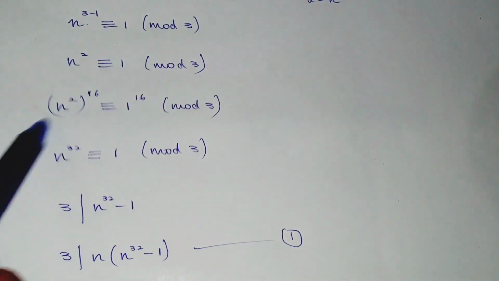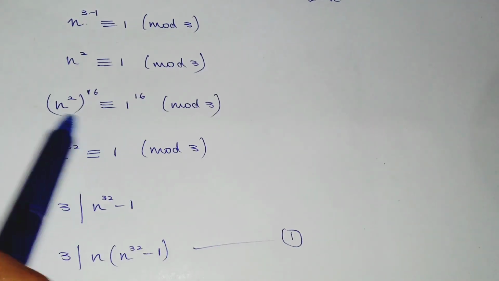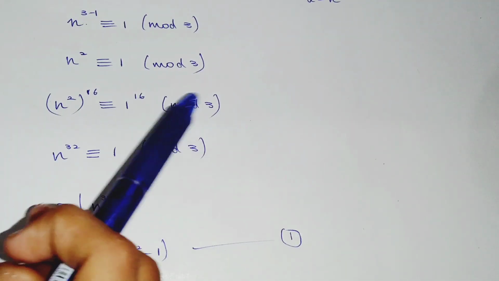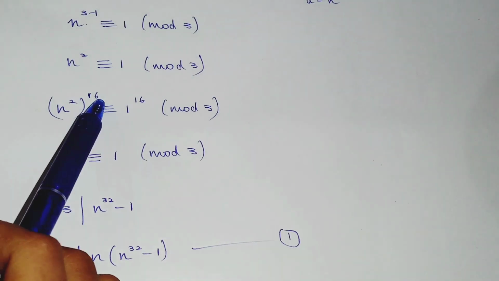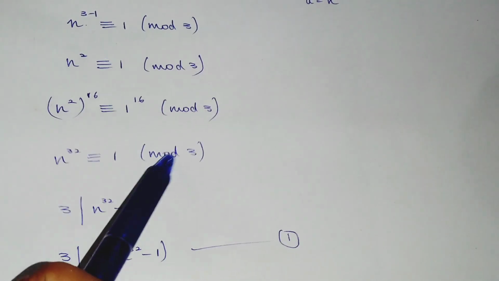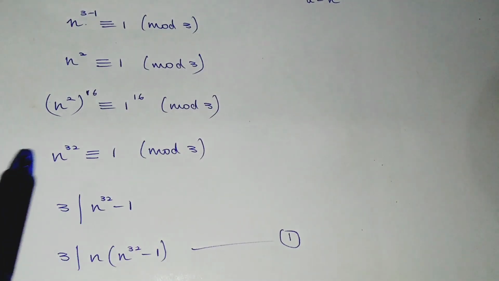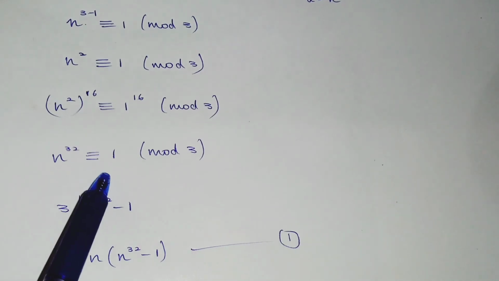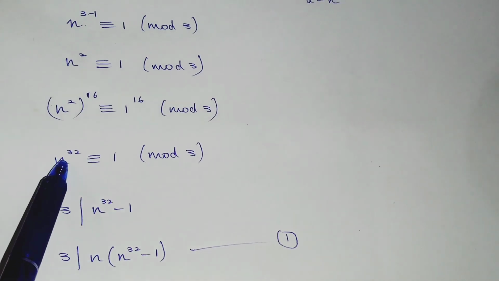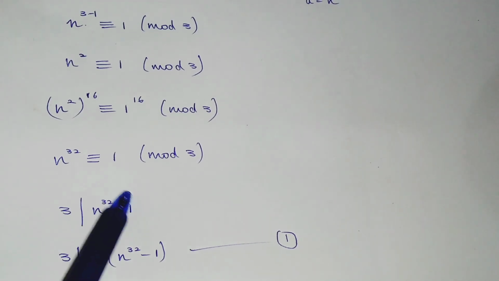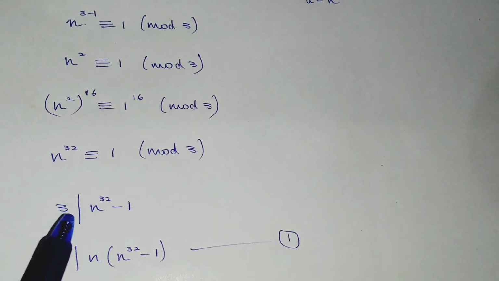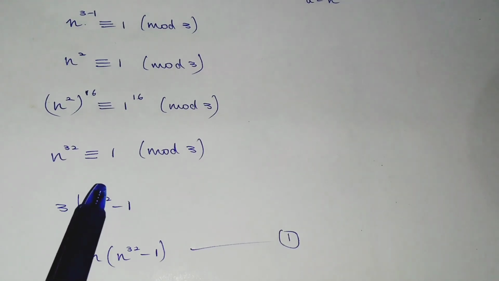When we raise to the power 16, we get n squared the whole raised to 16 congruent to 1 raised to 16 mod 3. So 16 into 2 is 32, so n raised to 32 is congruent to 1 mod 3. Or we can write n raised to 32 minus 1 congruent to 0 mod 3. At last, we have 3 divides n raised to 32 minus 1.